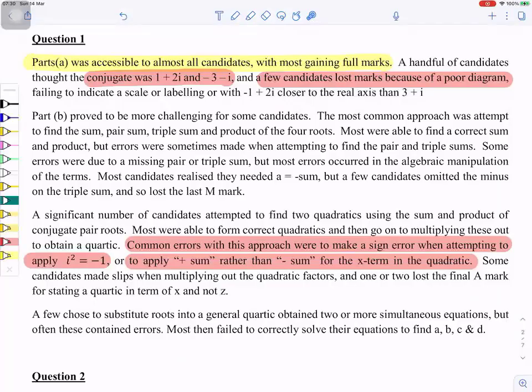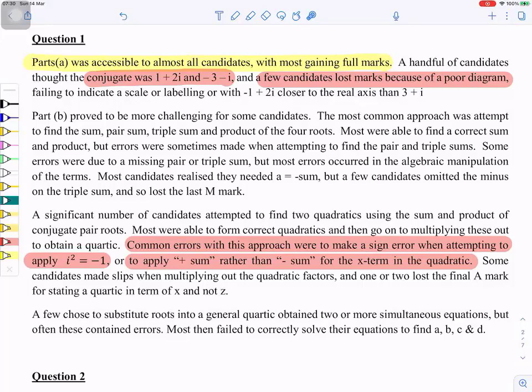So this is the examiner's report for this question 1. It says part A was accessible to almost all candidates, with most gaining full marks. So most students could do part A, and almost all the candidates would gain full marks for part A. So that was brilliant for that part A. And it just says a handful of candidates made a mistake with the conjugate. They didn't understand what conjugate is. As I showed you in that question, for the conjugate, you change that plus to a minus. So students could not get the conjugate correct. So that means they had a big mistake, and that mistake had to be carried forward through the whole thing.